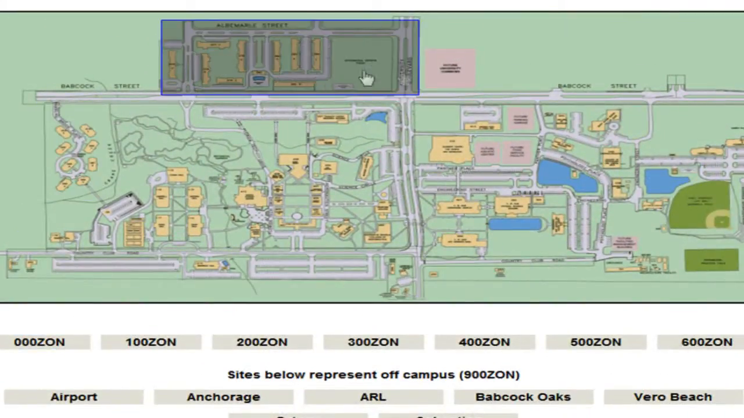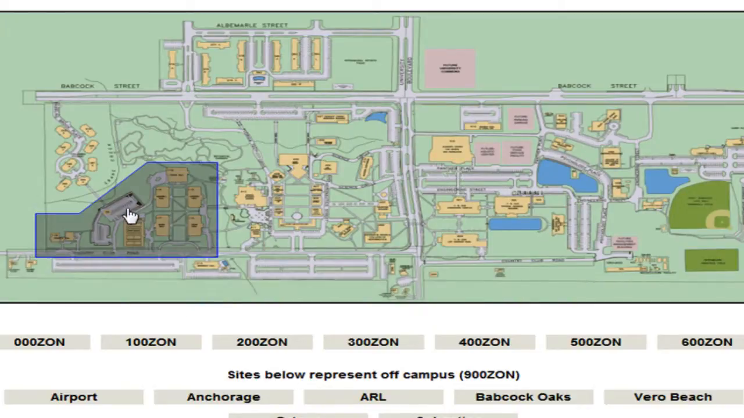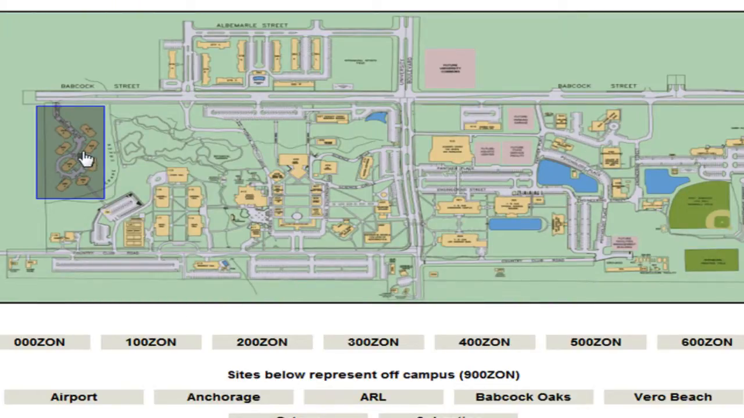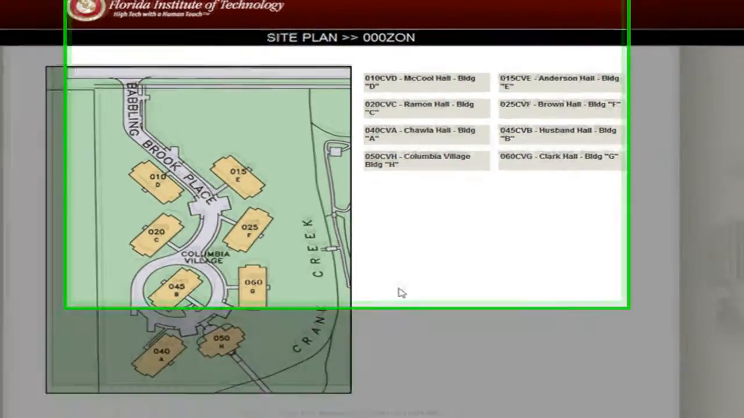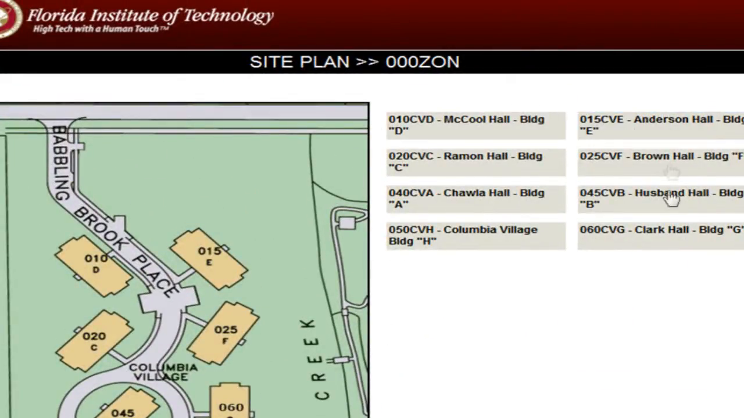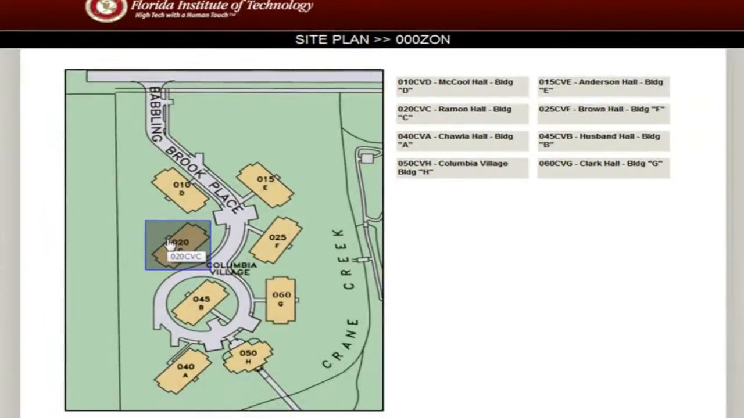So we can also move our mouse over the individual zones here in the site plan. So for example, this here is the site 000 ZON. I can click on that. That takes me to just a zoomed in view of this particular zone. And so you can see that here we have 8 buildings. So we can either move our mouse over it, we can get a little tooltip there as to what the particular building is, or we can click on the building in the list over here to the right.